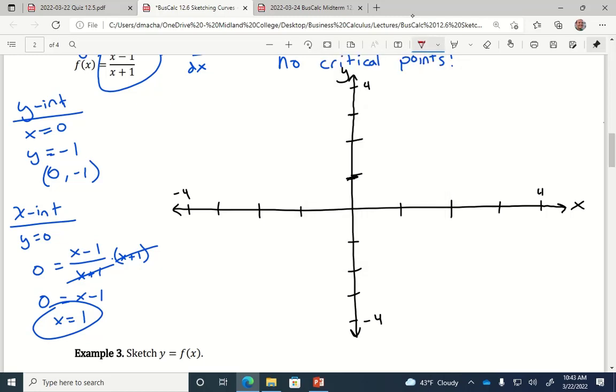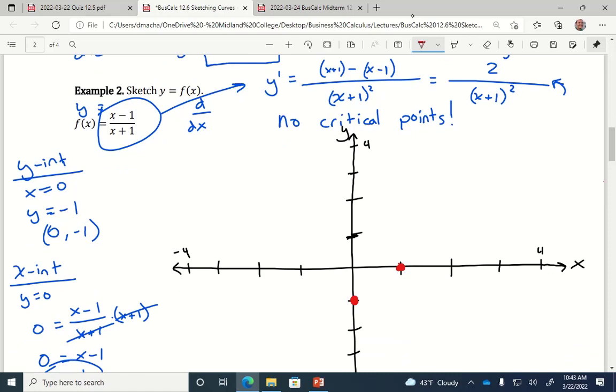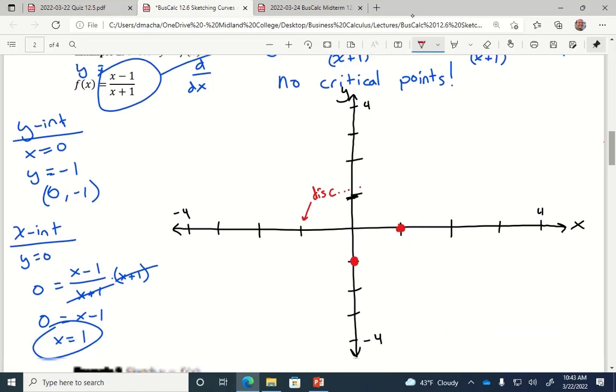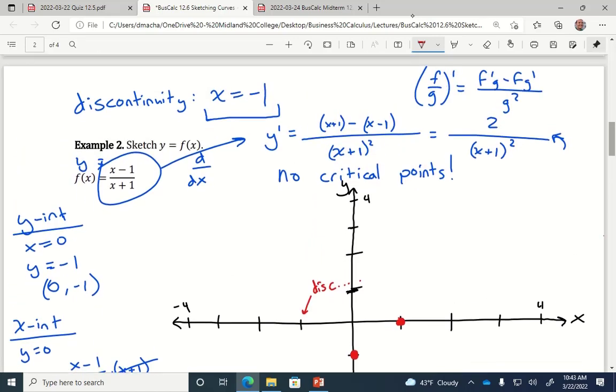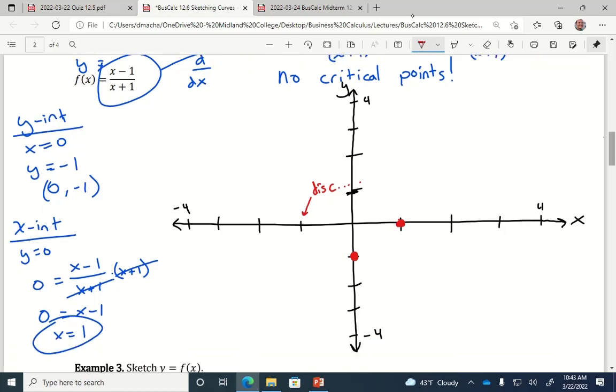I have a y-intercept at y equals negative 1. That was the first thing we found. I have an x-intercept at x equals positive 1. That was the next thing we found. And I have a discontinuity at x equals negative 1. This is a discontinuity. And we found that there's no critical points, which means there can be no maximums or minimums. We found that there is no inflection point, at least the inflection point isn't at a place where my function is defined. So there's not going to be that.